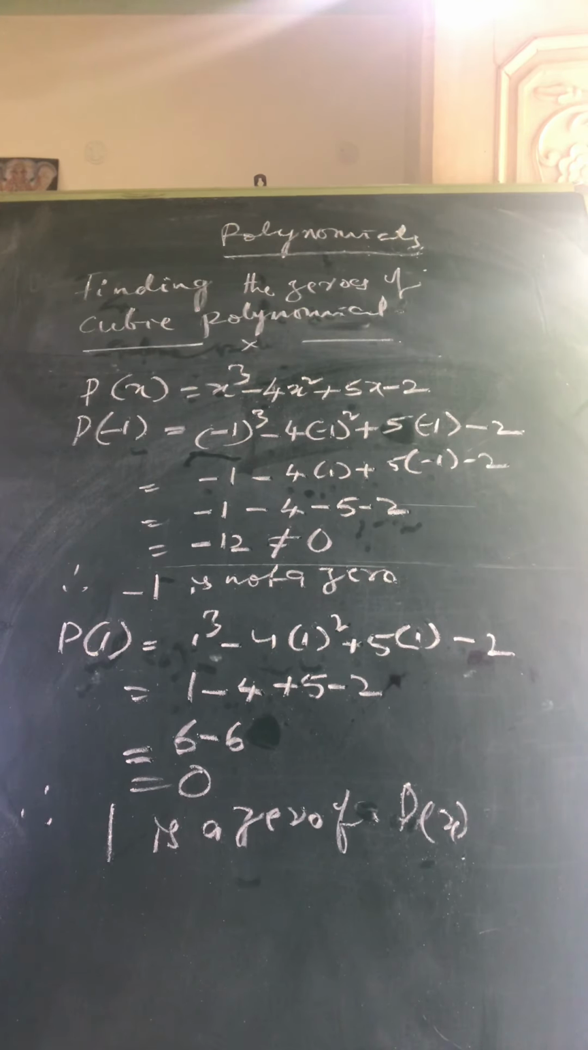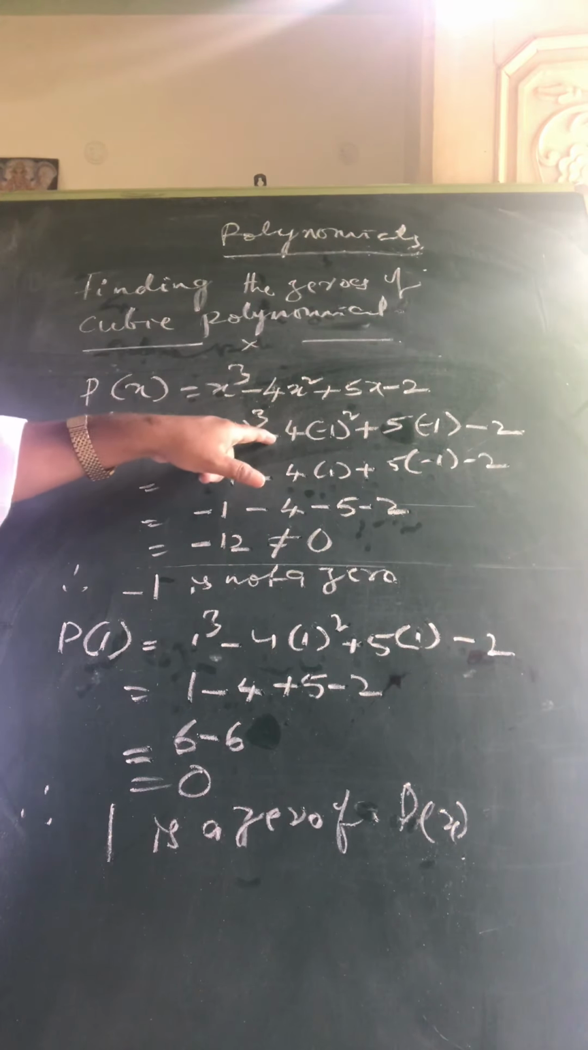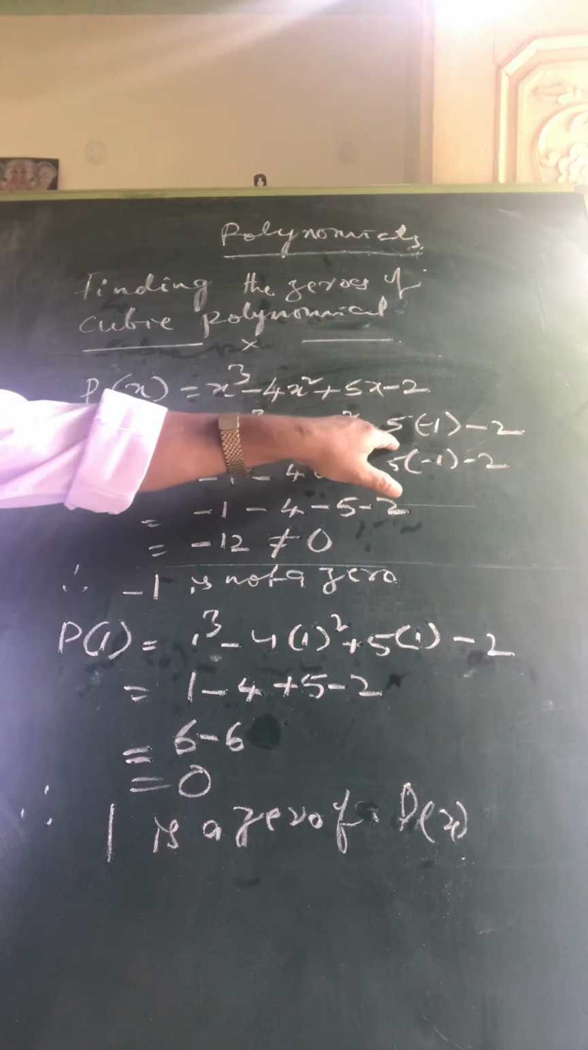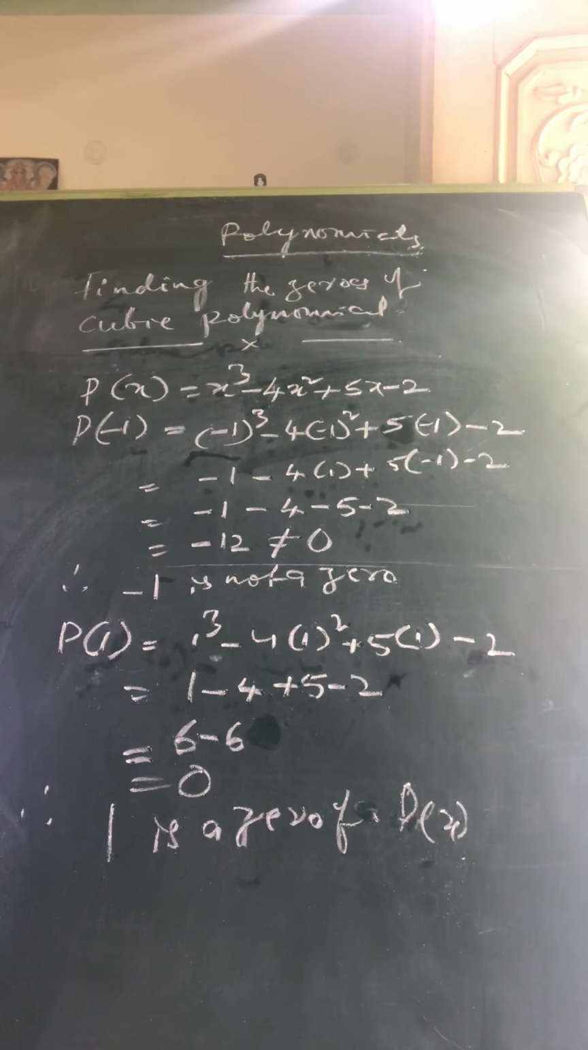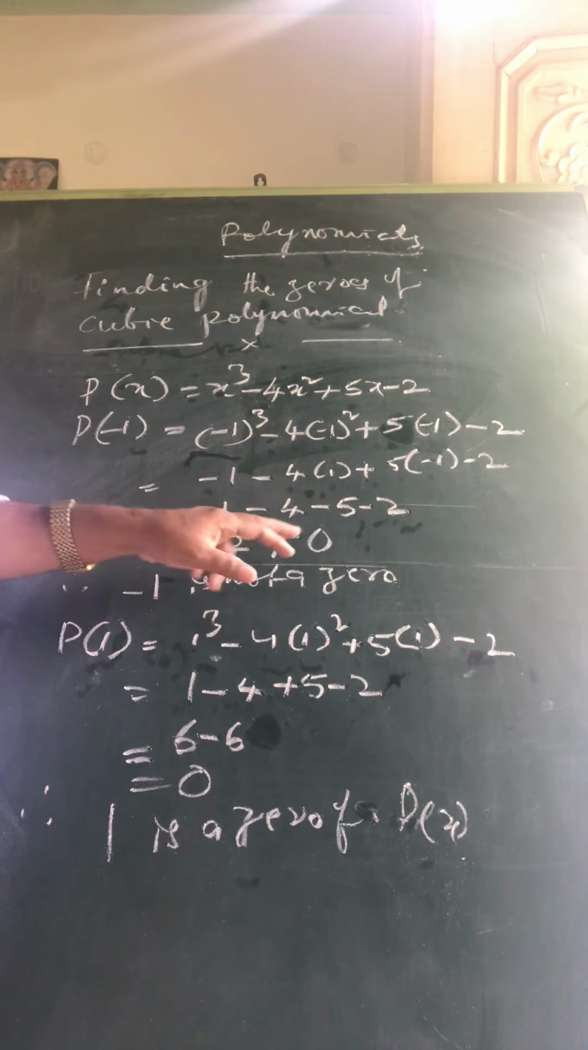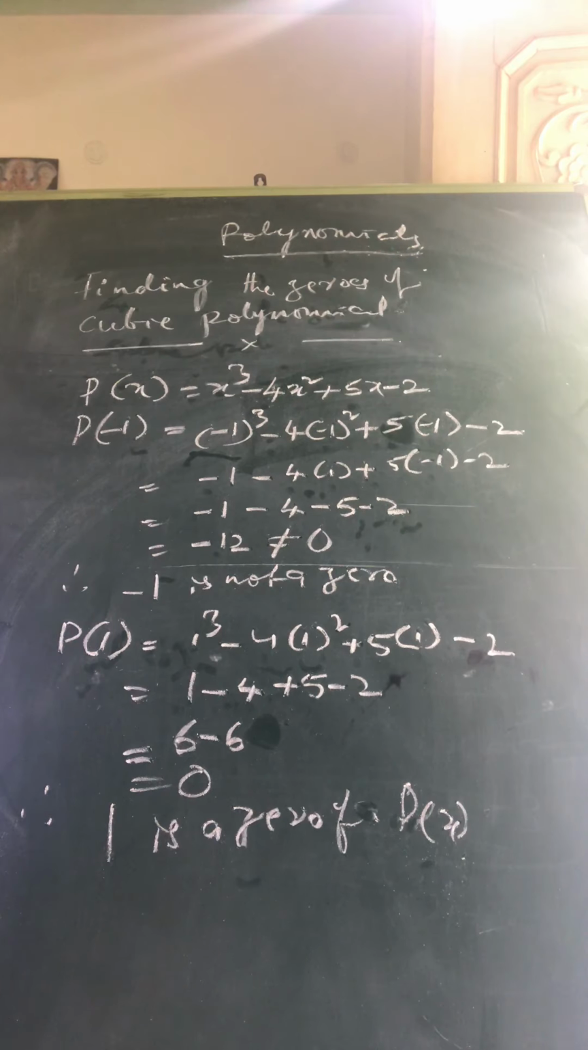So minus 1 we have to substitute in the place of x. Minus 1 cube minus 4 into minus 1 square plus 5 into minus 1 minus 2. You can simplify that. You are getting minus 12, where minus 12 is not equal to 0. Therefore, minus 1 is not a zero of this polynomial. Okay. Now we are going to take any other number.